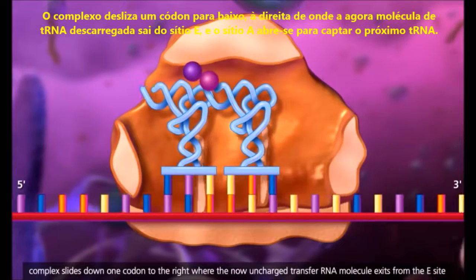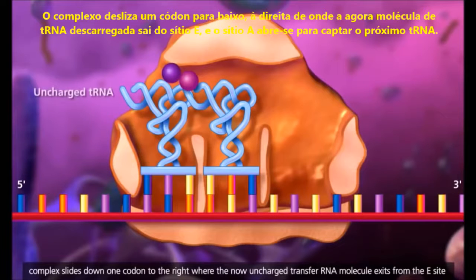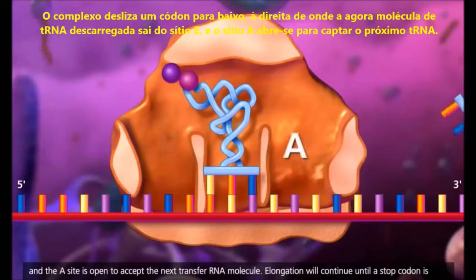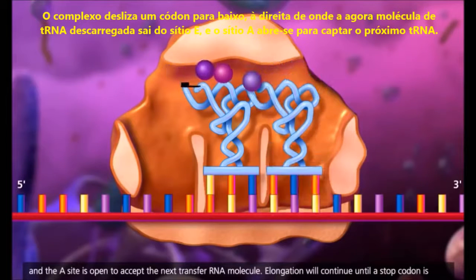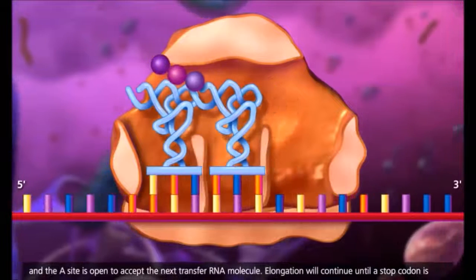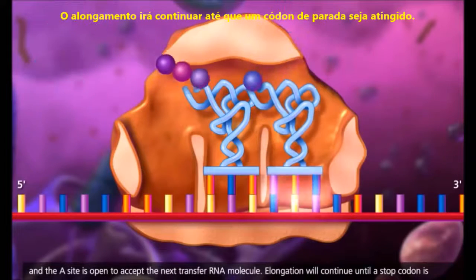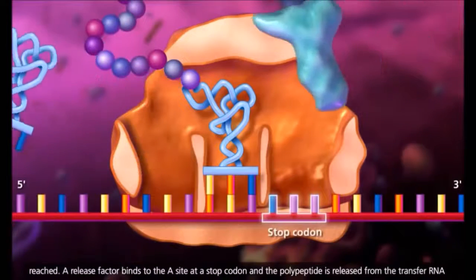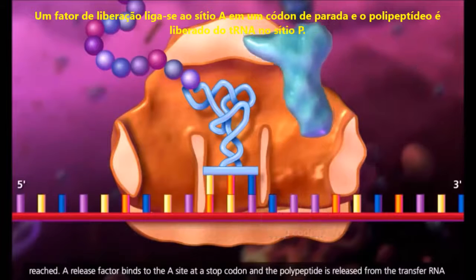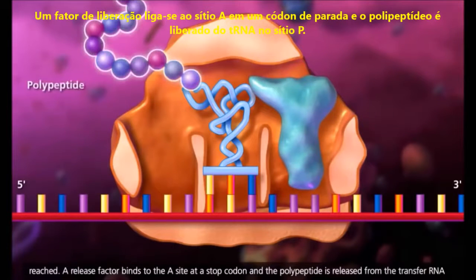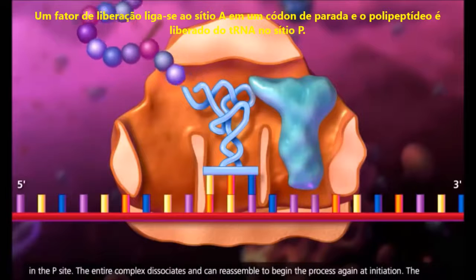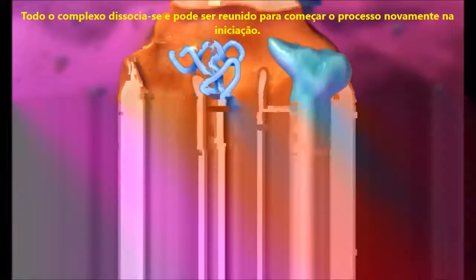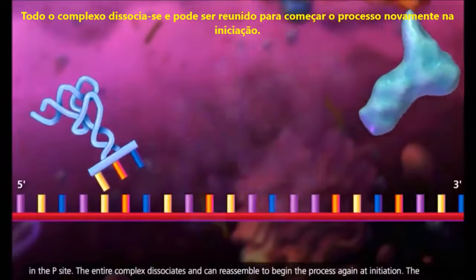The complex slides down one codon to the right, where the now uncharged transfer RNA molecule exits from the E site, and the A site is open to accept the next transfer RNA molecule. Elongation will continue until a stop codon is reached. A release factor binds to the A site at a stop codon, and the polypeptide is released from the transfer RNA in the P site. The entire complex dissociates to begin the process again at initiation.